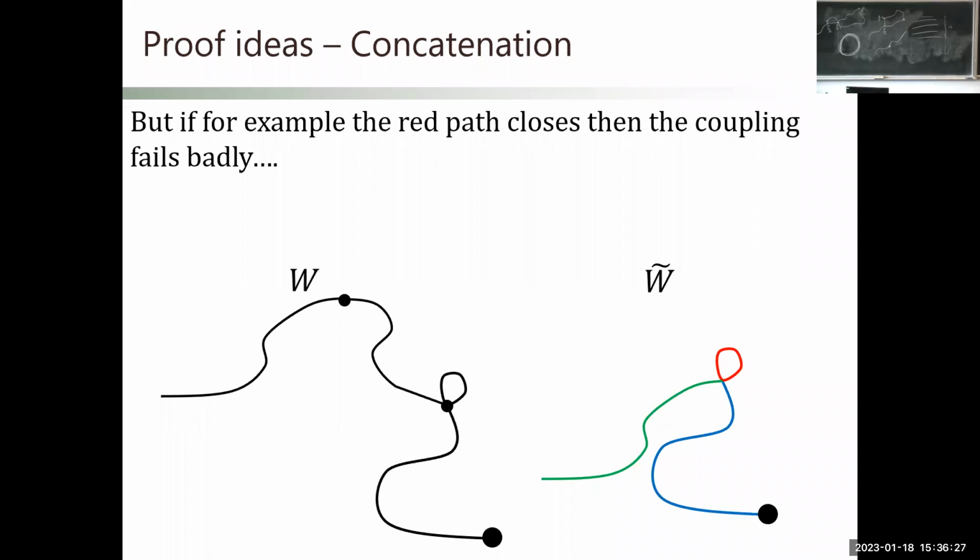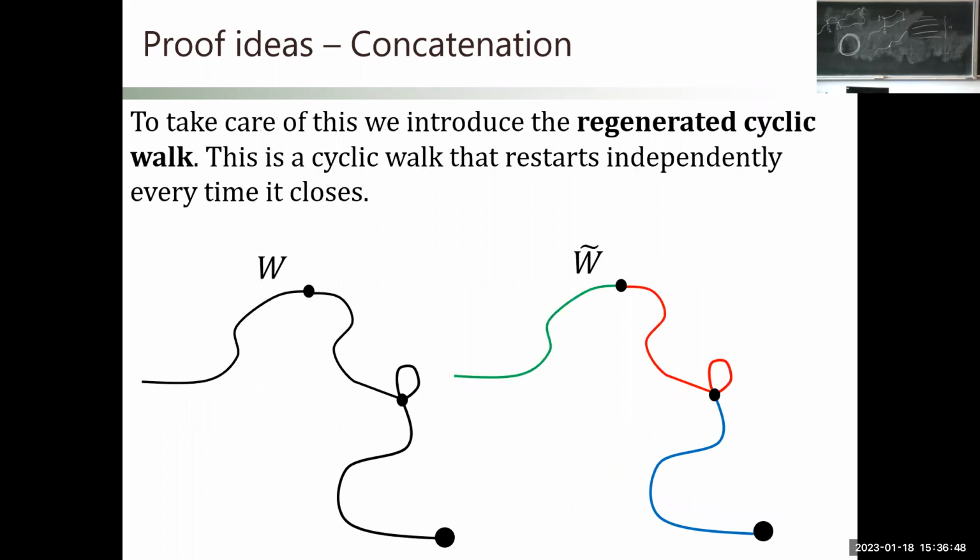So one thing that you can try to do is to condition on the shorter walk not to close, but it's not a good idea because you lose the entire Markov property. But it turns out that the natural thing to do is to consider a regenerated cyclic walk. Okay? So what is a regenerated cyclic walk? It's just a cyclic walk that restarts independently every time it closes. So it turns out this is the natural thing to do in this case, but we didn't understand this at the beginning.